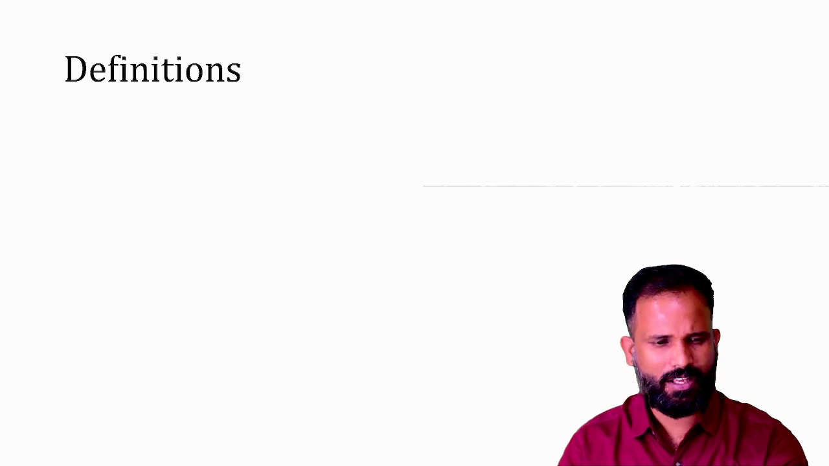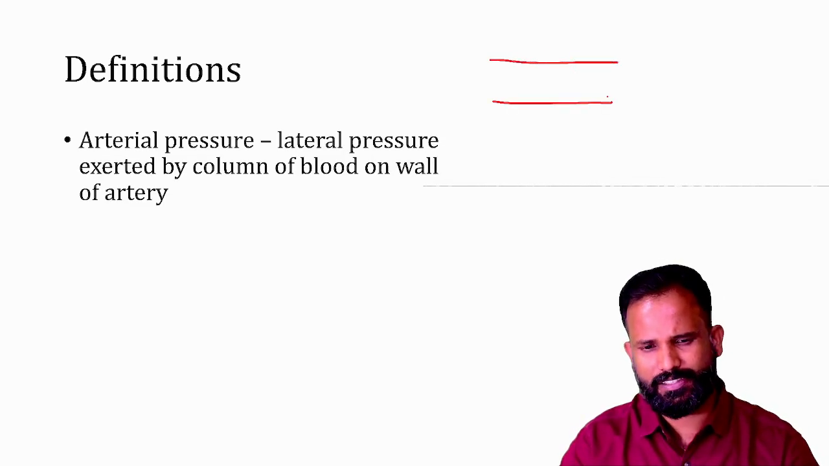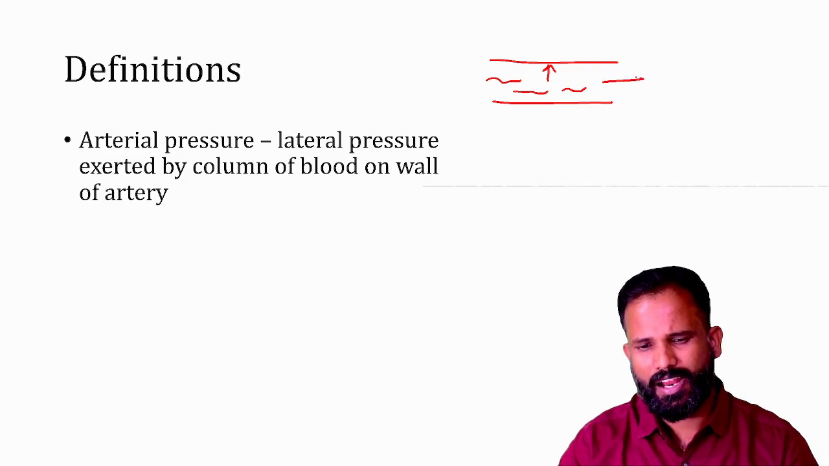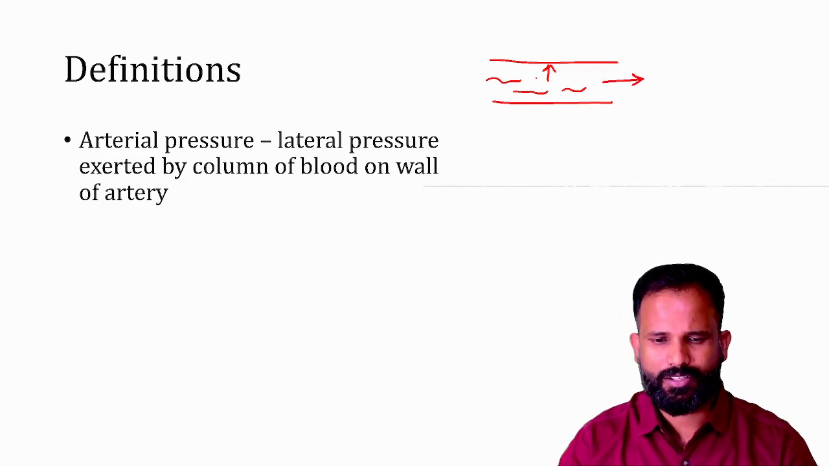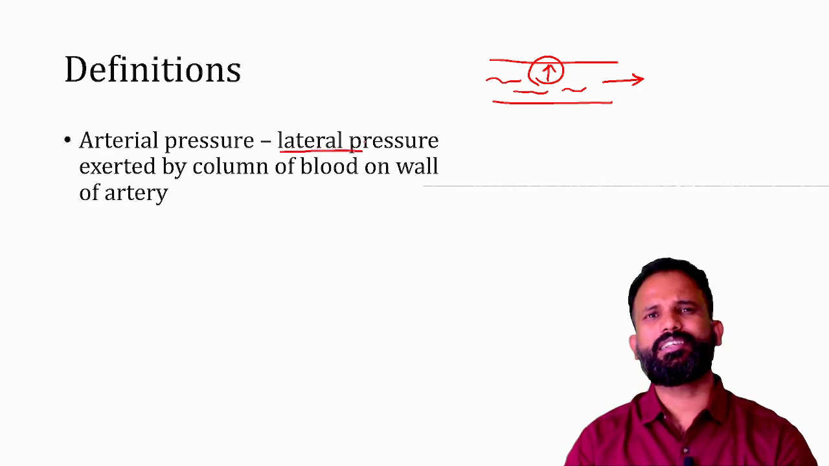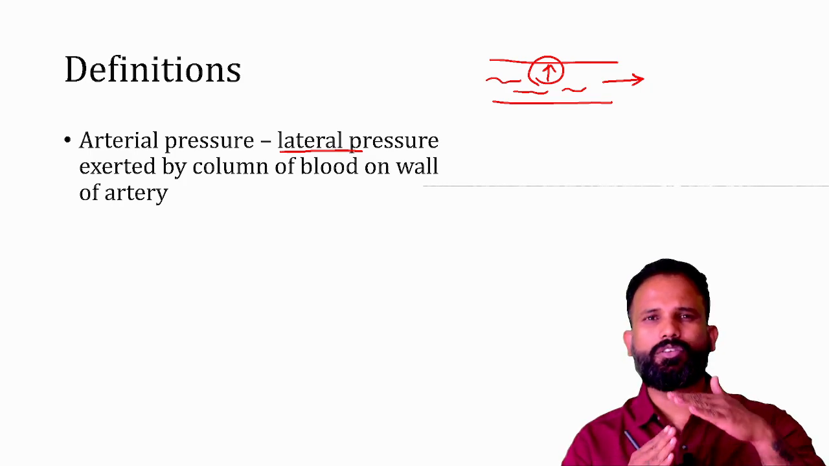So, first, what is blood pressure? If we take this blood vessel, the blood in it has two entities. One is the lateral pressure and one is the end pressure. So our concern is this lateral pressure. Blood pressure is nothing but the lateral pressure exerted by the column of blood on the arterial wall.